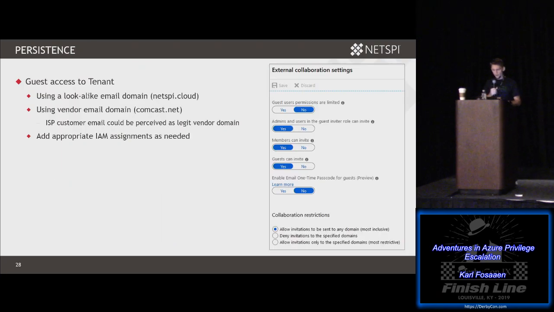All right, an additional add-user type option that we have, and this has been talked about by a few other people before, but I wanted to touch on it, is guest access to a tenant. So if you have external collaboration settings set up to allow guest users, you can invite somebody's Gmail address or maybe create a lookalike email domain. So if we compromise the NetSpy cloud, netspy.cloud seems like it might be legitimate, like it might have been set up for the Azure environment. So if you create a lookalike email domain, create a user within that, you get an invite email, then start adding that user to different groups that you want to maintain access to.